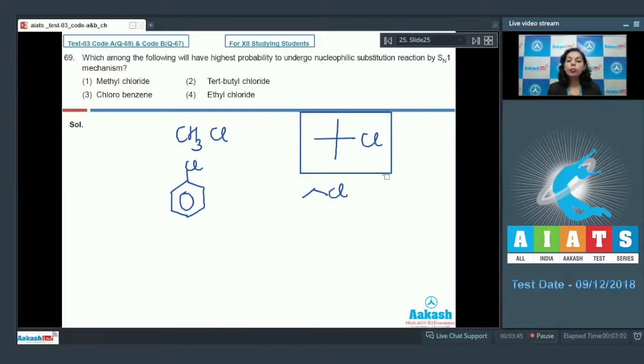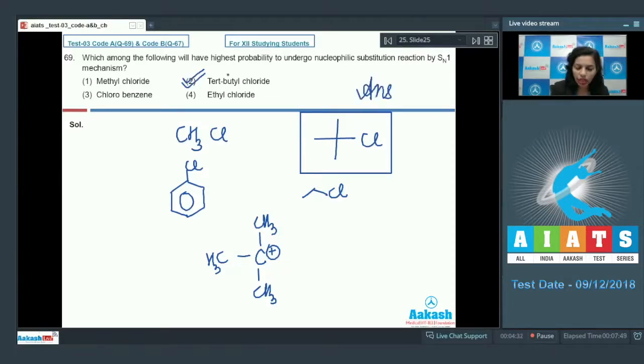follow the SN1 mechanism. Now your question would be, why is it following the SN1 mechanism? Because in this case, when it follows the SN1 mechanism, there is the formation of a tertiary carbocation. It will result in the formation of a tertiary carbocation. This would be formed here. This is the most stable one. Definitely it will follow the SN1 mechanism. And that is why we can choose this tert butyl chloride as the correct option. It would have the highest probability to undergo nucleophilic substitution by the SN1 mechanism.